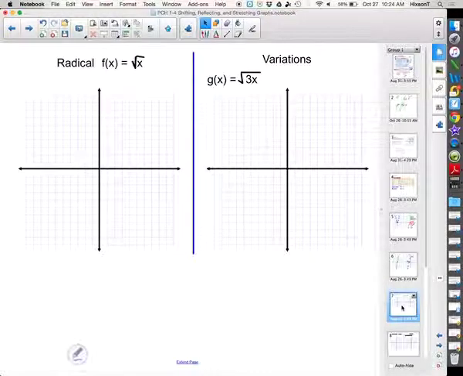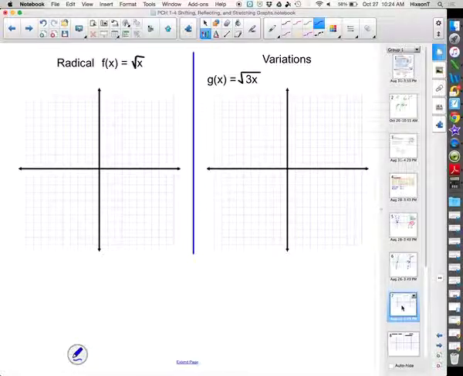Alright, so for this one, our parent function, first of all, what's our domain? 0 to infinity. Okay, greater than or equal to 0. So we start at 0, 0, then we're at 1, 1, and then square root of 2 is 1.414, so I don't feel like graphing that. Let's go with perfect squares. So 4, 2, and then 9, 3, right? So there is our radical function.